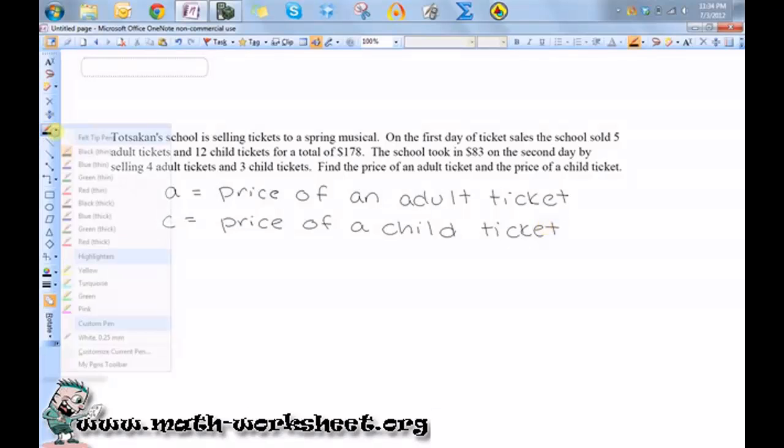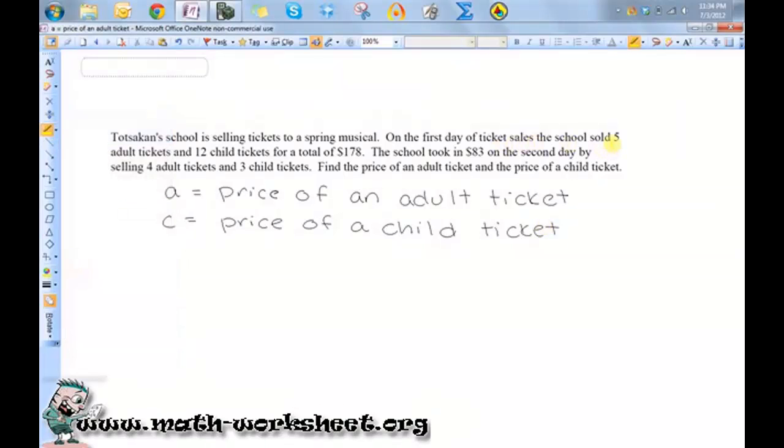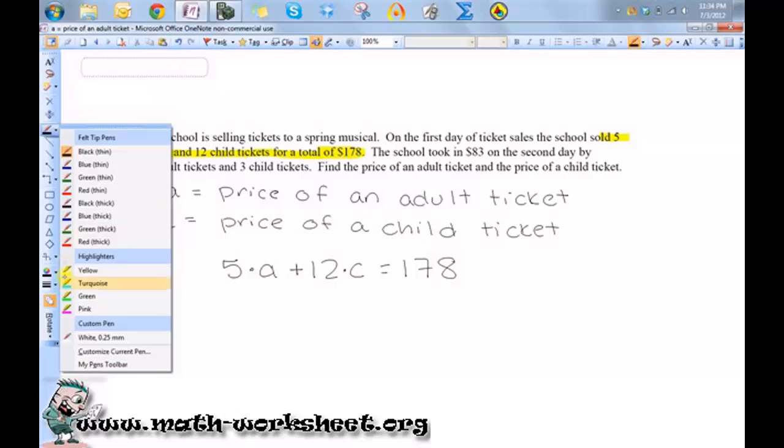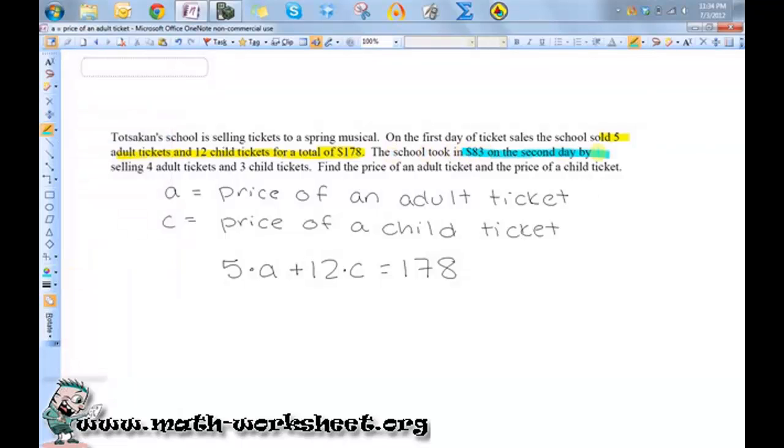Okay, so on the first day they sold 5 adult tickets and 12 child tickets, and they got $178. So what that means is they did 5 times the price of an adult ticket plus 12 times the price of a child's ticket, and that equaled 178. On the second day, they got $83 by selling 4 adult tickets and 3 child tickets. Okay, so 4 times the price of an adult ticket plus 3 times the price of a child's ticket is equal to $83.